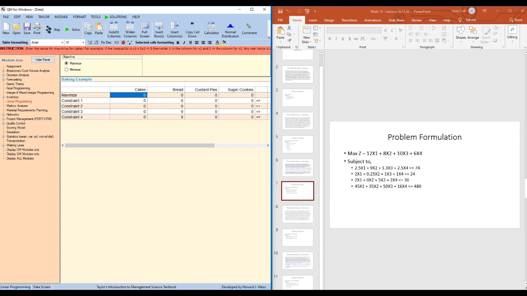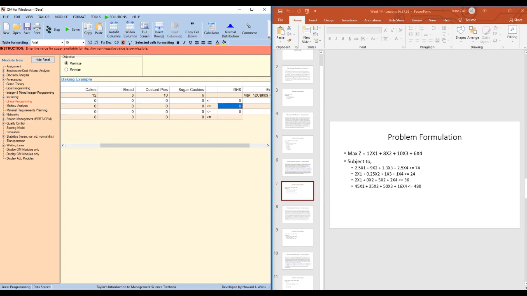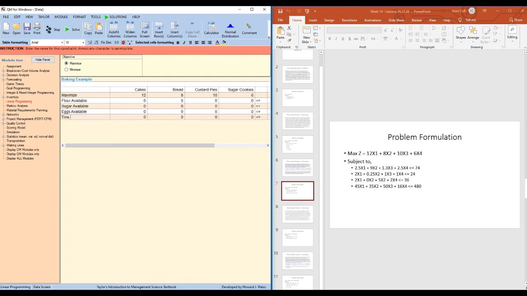So we want to maximize if cakes are 12, 8, 10, and 6. So our first constraint we know from our problem is flour available. Our second constraint, sugar available. Our third constraint, eggs available. And our fourth constraint, time available. So now all we do is we enter the information from our problem formulation, 2.5, 9, 1.3, 2.5.